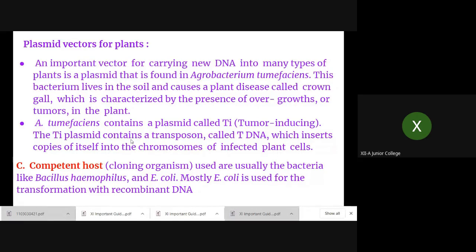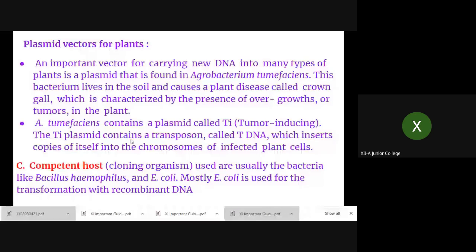An important vector for carrying new DNA into many types of plants is a plasmid that is found in Agrobacterium tumefaciens. Now see, you can remember the word Agrobacterium. Agro is related to agriculture. Bacterium, this bacterium is used in agriculture. Tumefaciens, in that word there is "tume", which is related to tumor. So this bacterium has some specific feature related to tumors. What is that? I will explain in the next part.